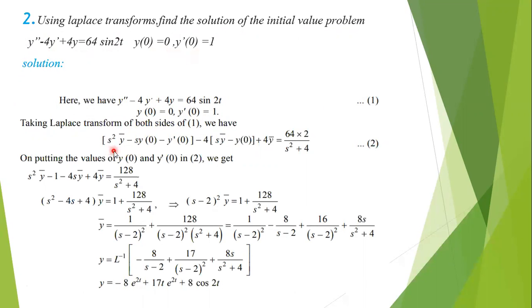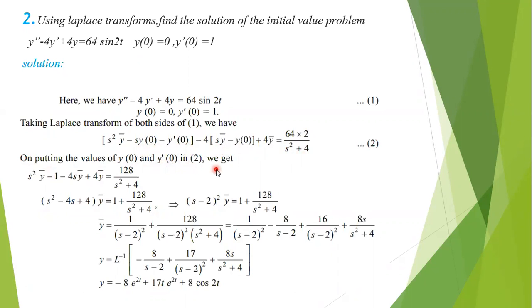We get s square y bar. Here I repeat, y bar is Laplace of y. Minus s times y of 0 minus y dash of 0, minus 4 times s y bar minus y of 0, plus 4y bar equals 64 upon s square plus 4. Here we use the Laplace of sine 2t. Make it equation number 2.